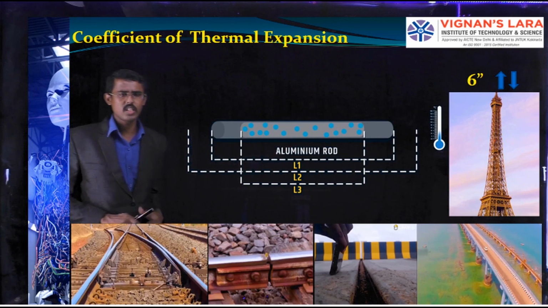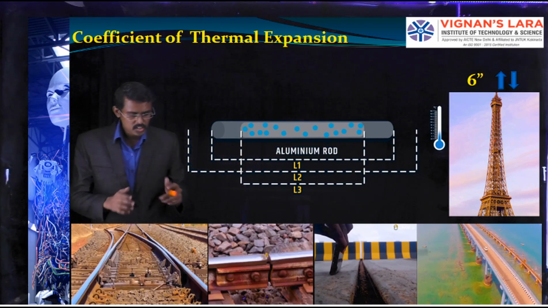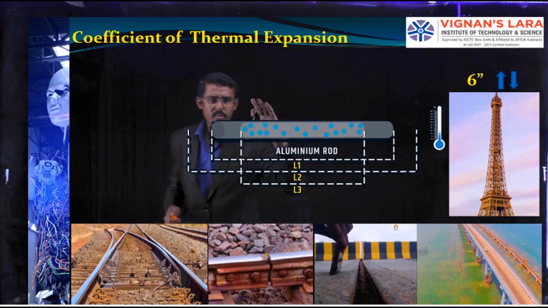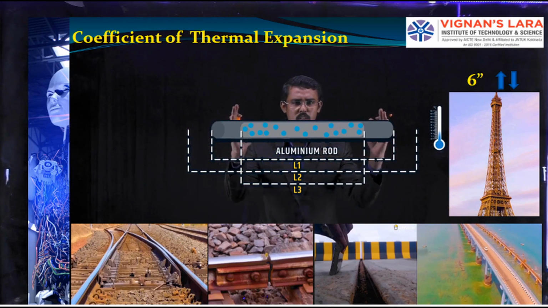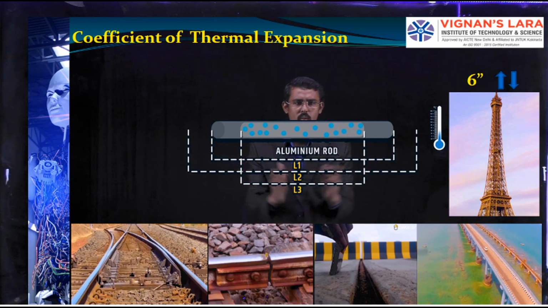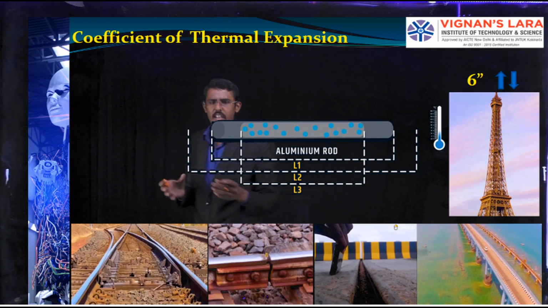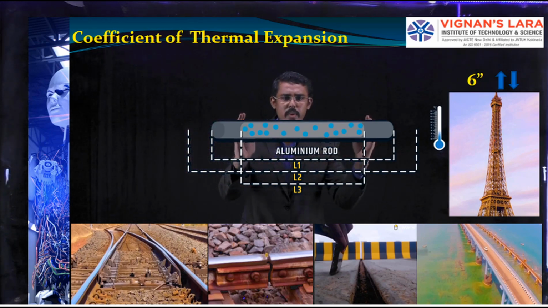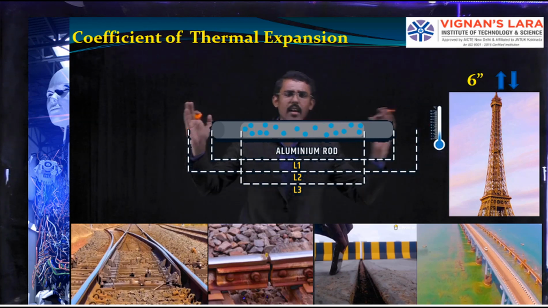In this picture we are going to see the coefficient of thermal expansion. Initially I am taking a simple aluminum rod. Its initial length is named L1. When the temperature is increased, the original length expands to a larger size, up to here. I am naming it L2.